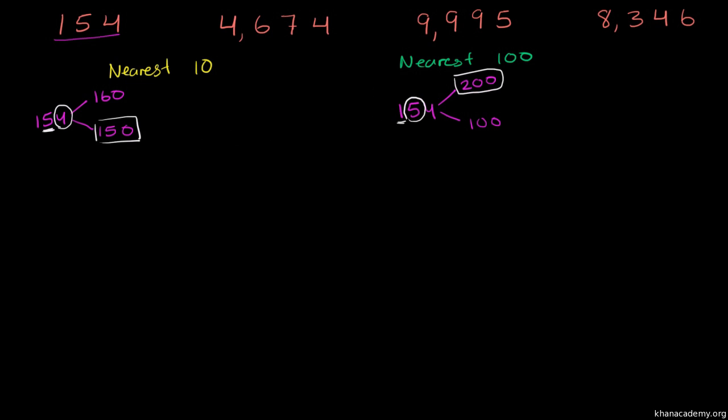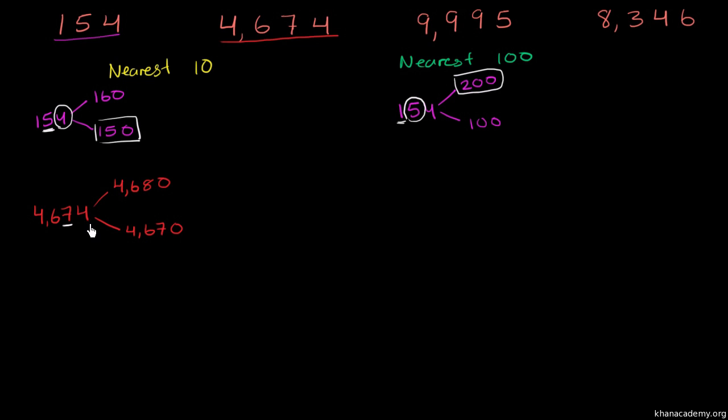Let's do some more of these. This is fun. So 4,674. The multiple of 10 above that is 4,680. The multiple of 10 below that, 4,670. Remember, we're concerned only with the multiple of 10. So do we round up or down? Well, we're thinking about rounding the tens place. So that's why it's either going to be an 8 if we round up or 7 if we round down.